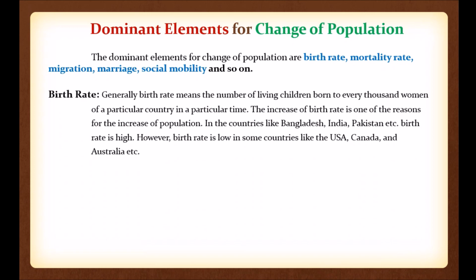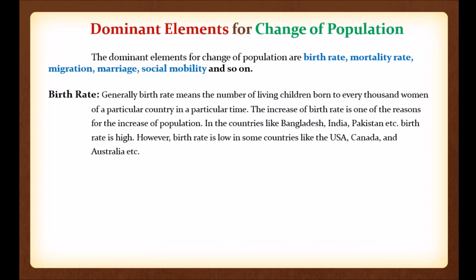Birth rate. What is birth rate? Generally, birth rate means the number of living children born to every 1,000 women of a particular country in a particular time. This definition is very important and it is not easy to remember. So keep in mind that birth rate means the number of living children born to every 1,000 women of a particular country in a particular time.